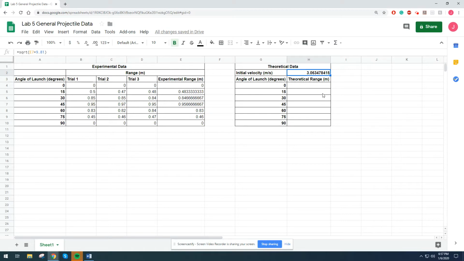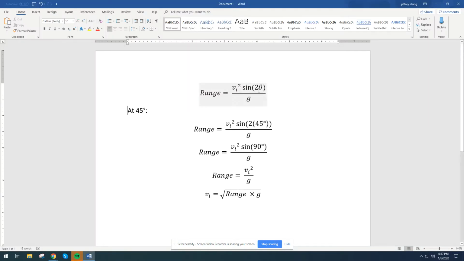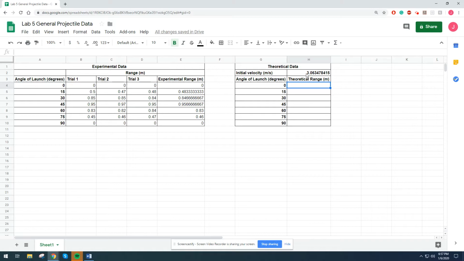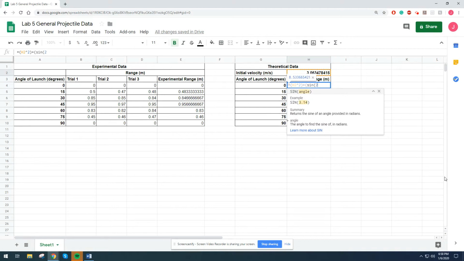Okay. So we want to find the theoretical ranges at all these values, right? So we go back to this equation, and we're basically plugging in the values we know. We know that our Vi is this, so it's equals Vi squared. I want to put this in parentheses just so it can separate things to make sure I don't make any mistakes. Vi squared, which is this guy squared, times sine of 2 theta. Sine of 2 times, now we talked about last time that Google Sheets does all angles in radians, right? We have it here in degrees.